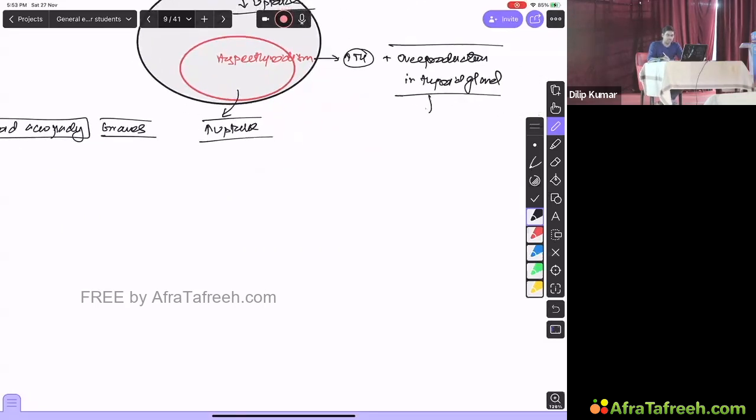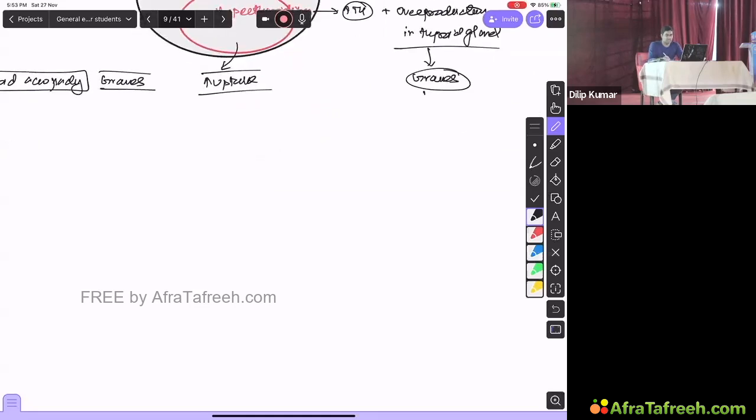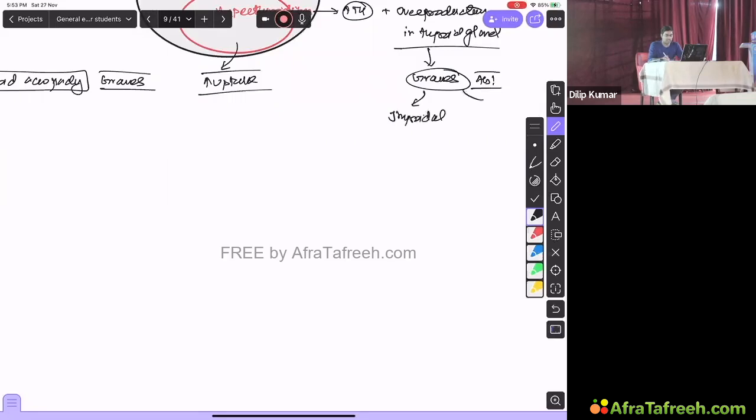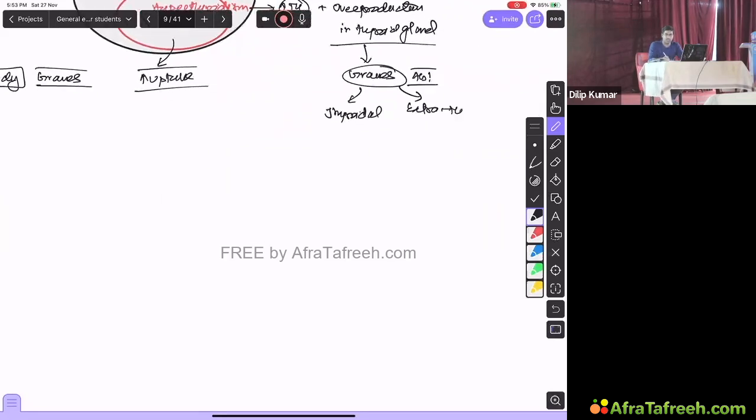Under hyperthyroidism, there is one selective, specific cause, that is Graves' disease. Okay, Graves' disease has two manifestations. Remember, Graves' is because of what? Antibodies. So you have two important manifestations because of antibodies. One is thyroidal manifestations. Second is extrathyroidal manifestations. Two manifestations of Graves' disease are there, thyroidal and extrathyroidal.